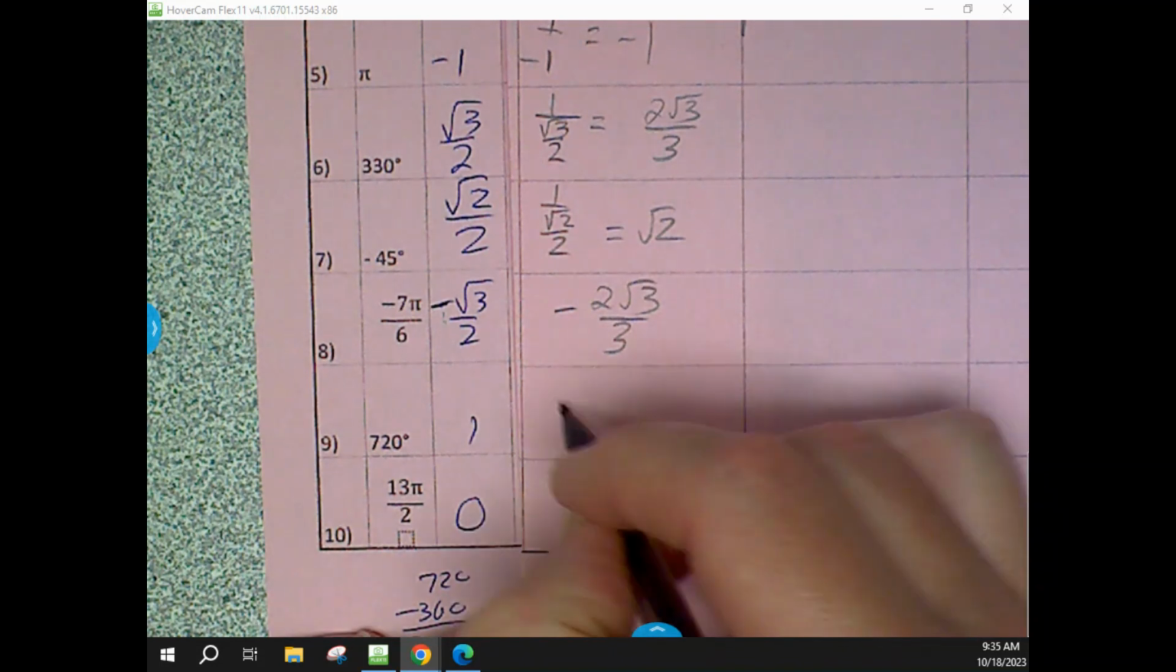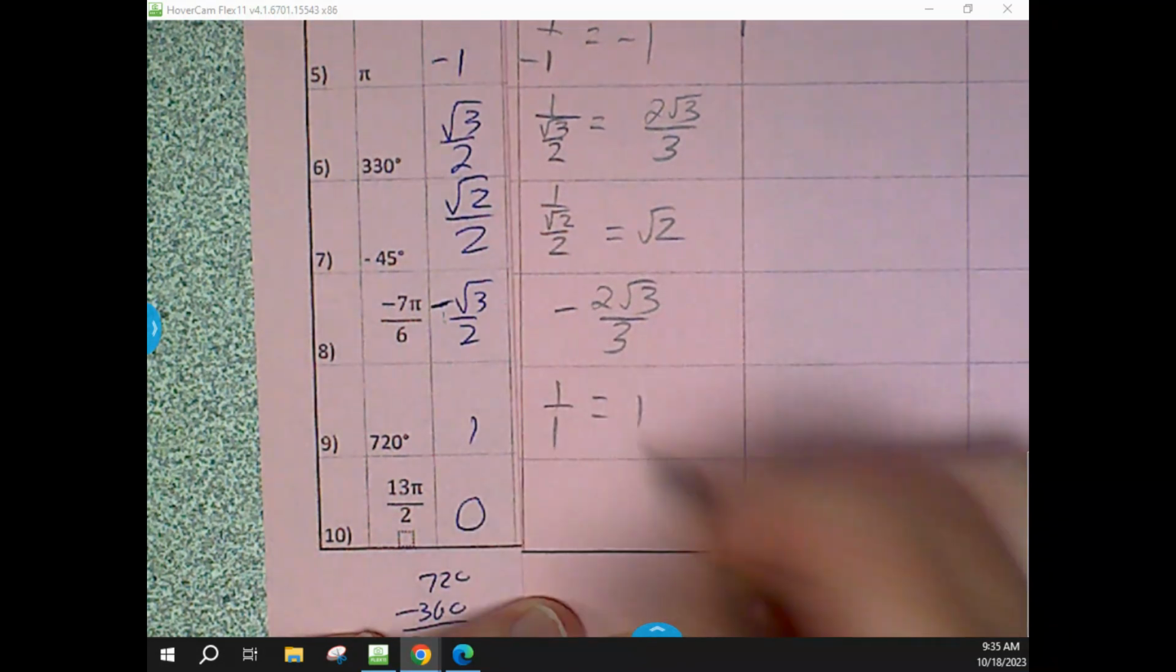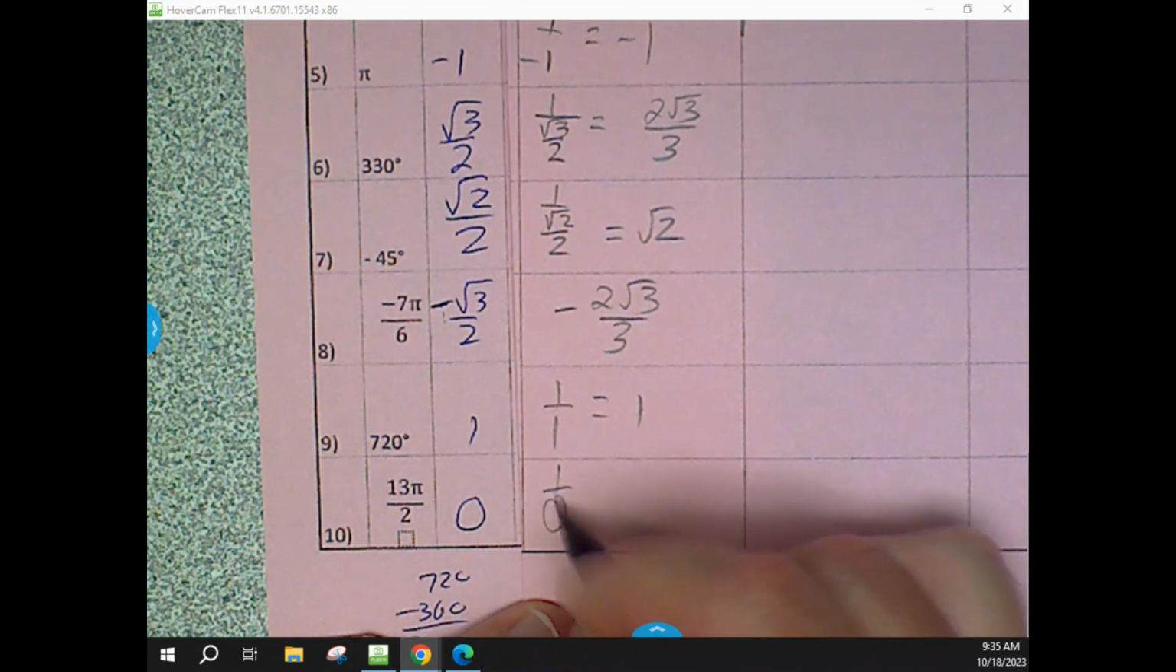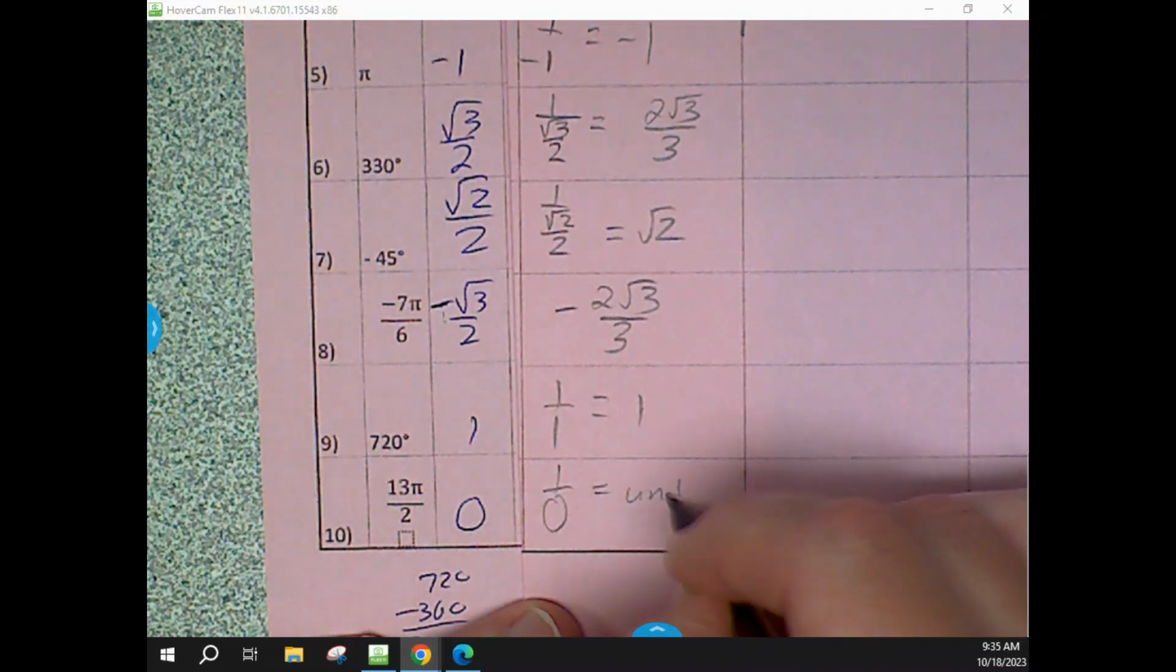Okay, this one's 1 over 1. Just 1. This one's 1 over 0. Again, hopefully by now, if it's 1 over 0, you know it's going to be undefined.